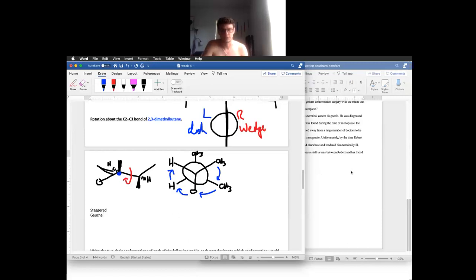So eclipsed is the same as gauche? No. Eclipsed is if you have your back carbon groups in line with your front carbon groups.